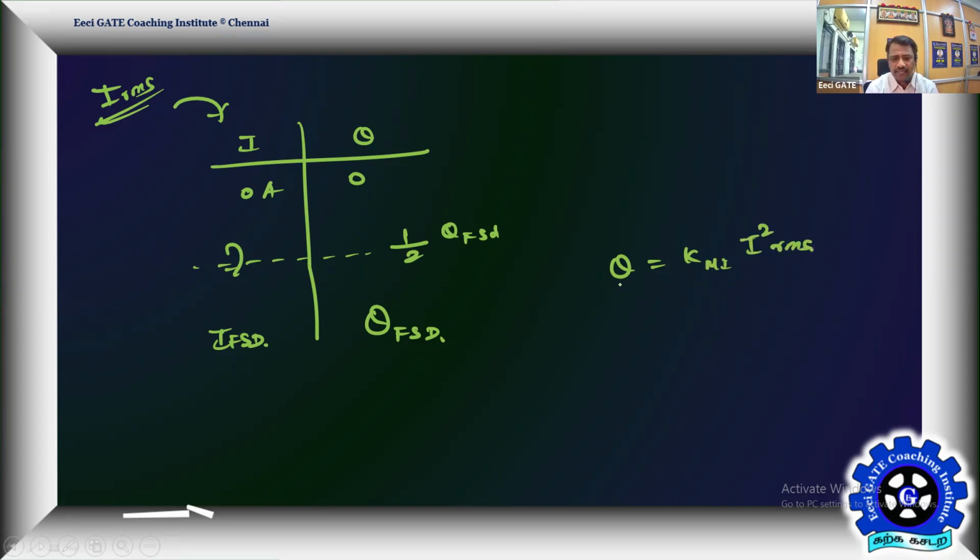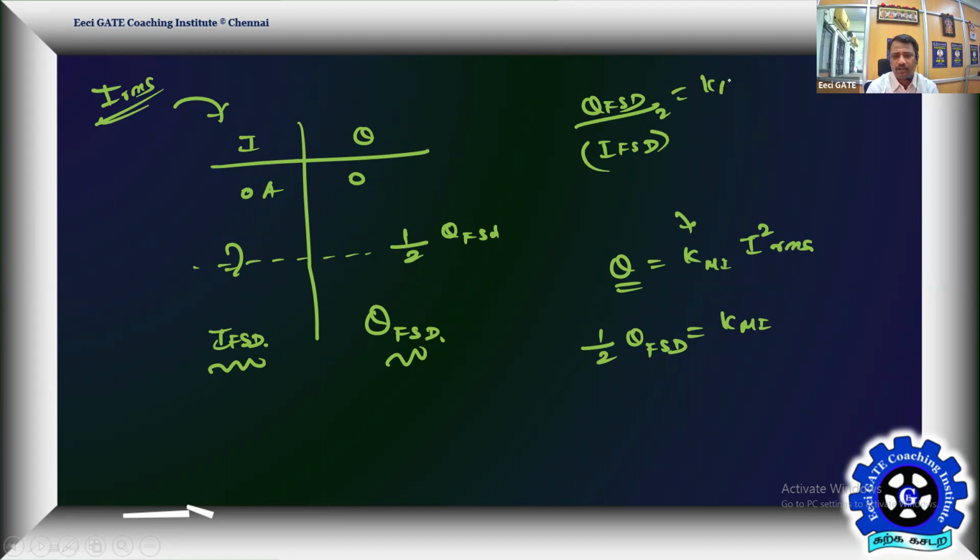Okay, so what will create off-scale deflection? Theta FSD is a result of I FSD. So I'm looking for theta equal to half of theta FSD. So what will create half of theta FSD? K into I square, the moving iron. What is K? K will be equal to theta FSD divided by I FSD square. That's your K of the moving iron.